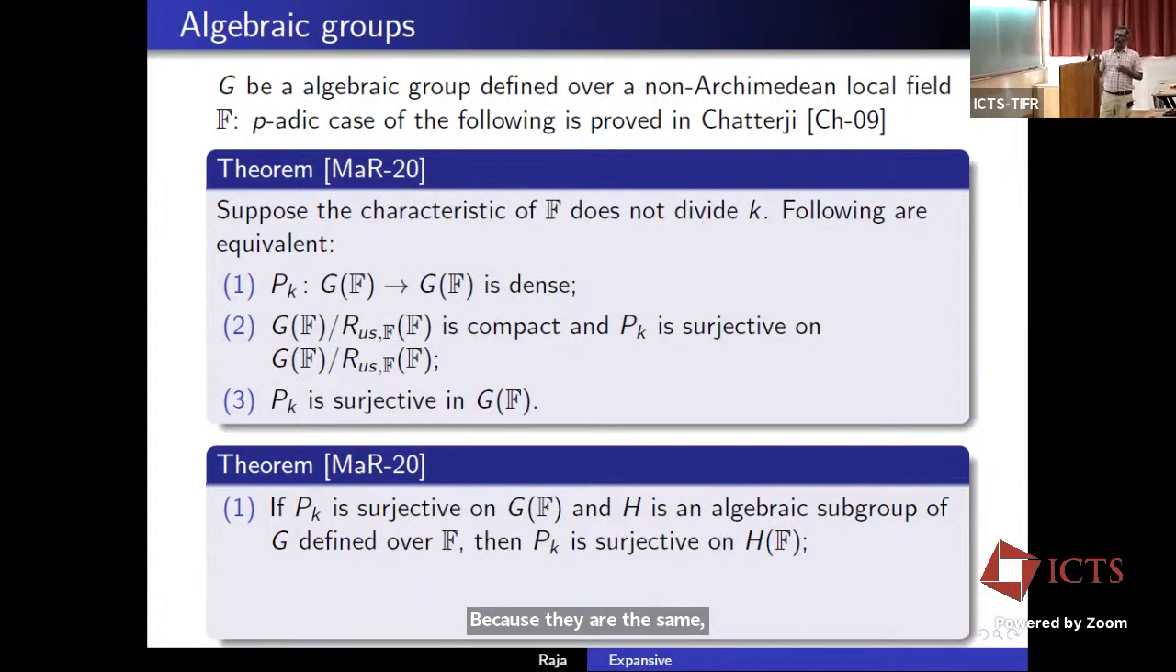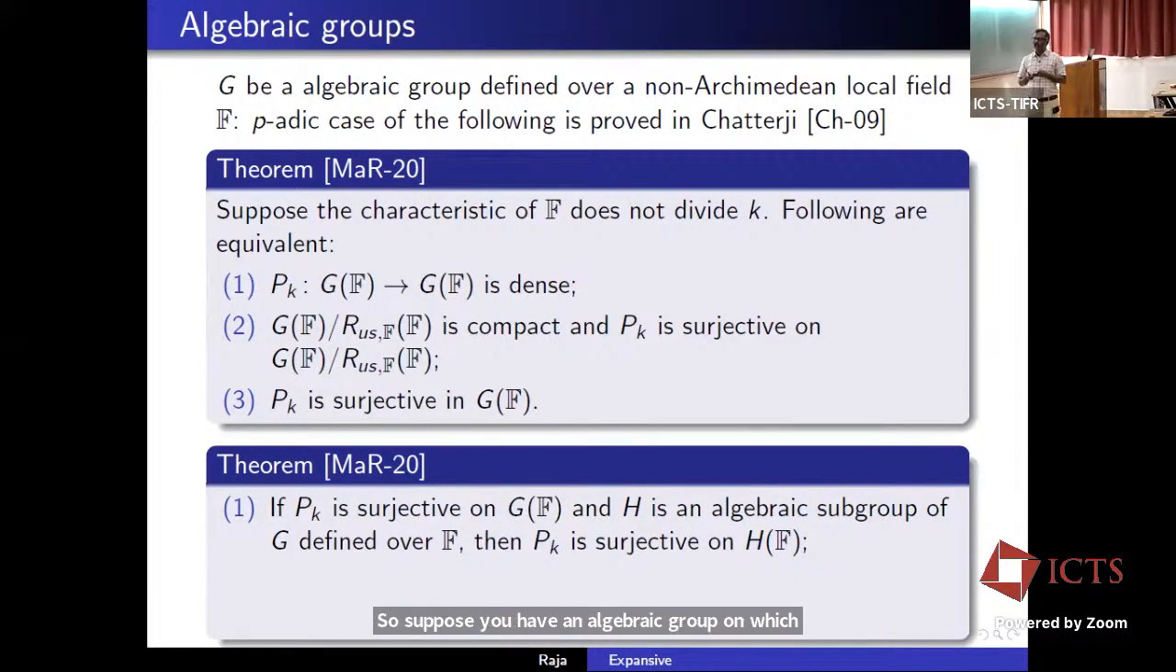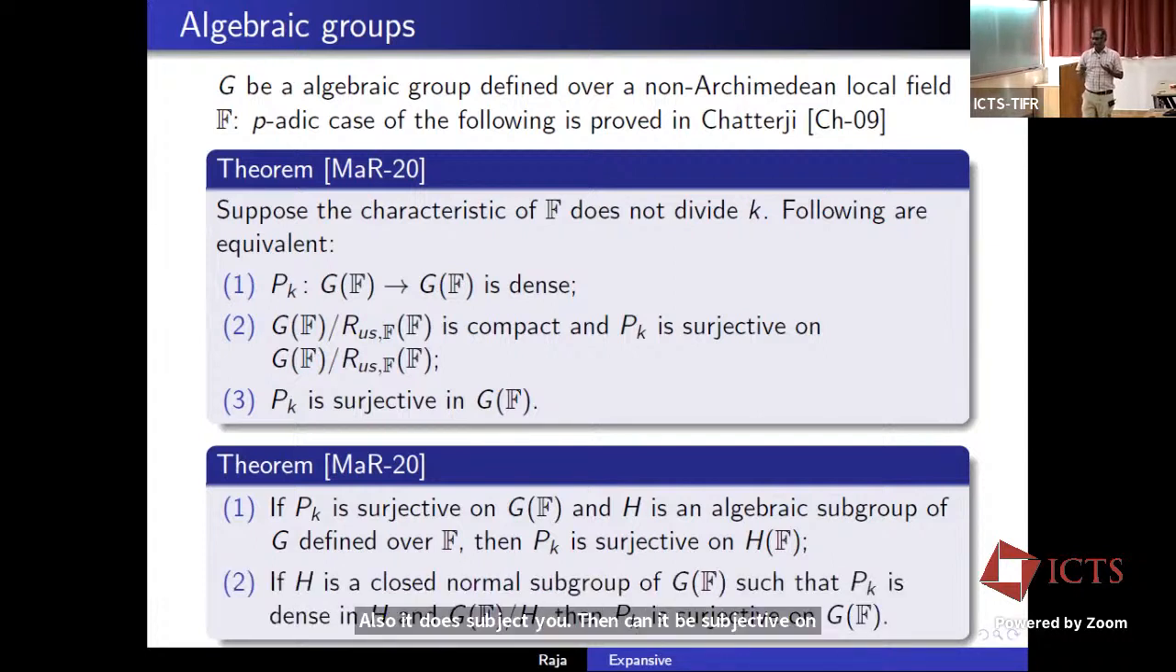The second result is looking at the converse of this. Suppose you have an algebraic group on which the power map is surjective, and also on the corresponding quotient it is surjective. Then can it be surjective on the original group? The answer is yes, but here we can relax the algebraic condition and consider any closed normal subgroup. Here the image of the power map P_k is dense. We make it dense because density and surjectivity are different for general groups, but for algebraic groups they are the same. So P_k is surjective on the group of rational points.